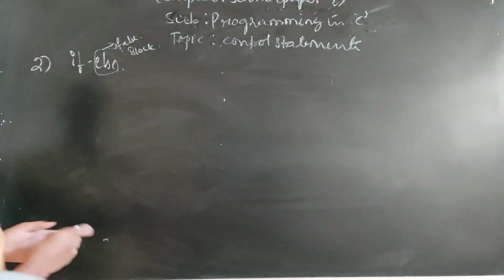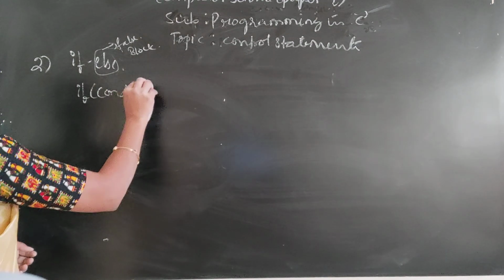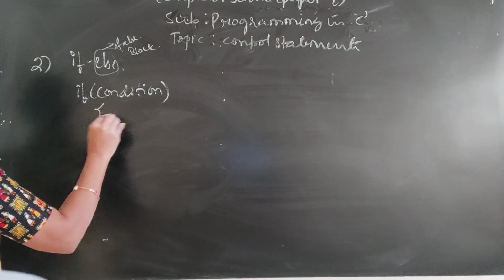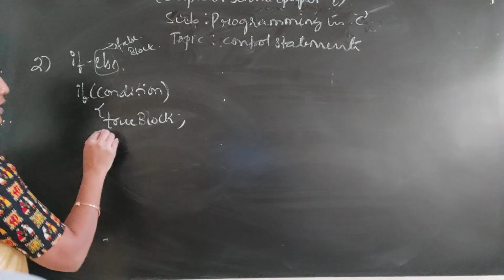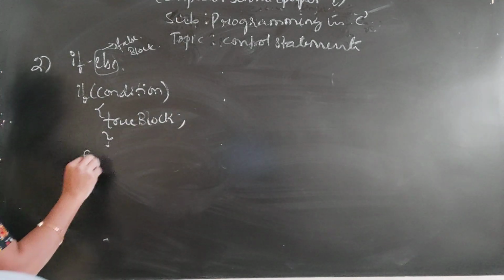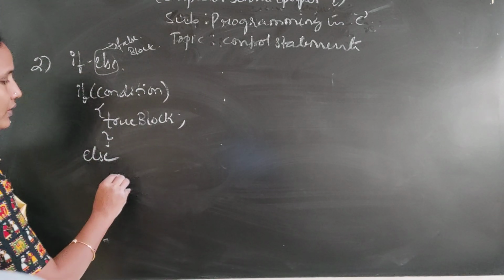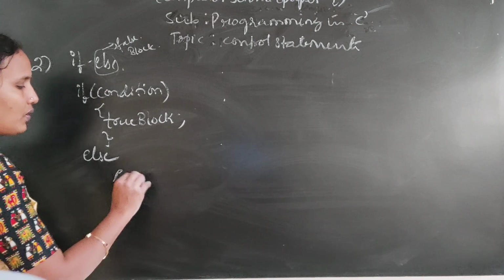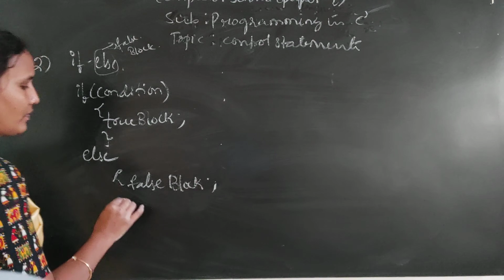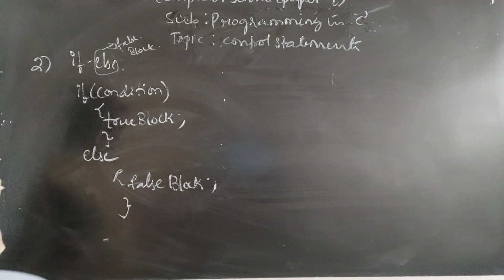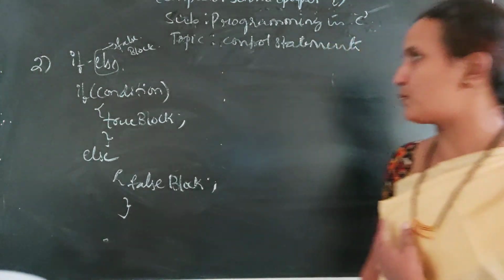So here you can see the syntax. If condition, if the condition is true, true block. If the condition is false, that is called else. If it is not true, else, then false block. That's it. If the condition is true, the true block will be executed. If the condition is false, the false block will be executed.